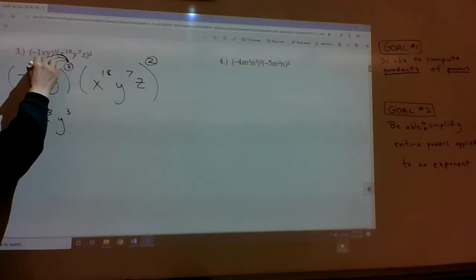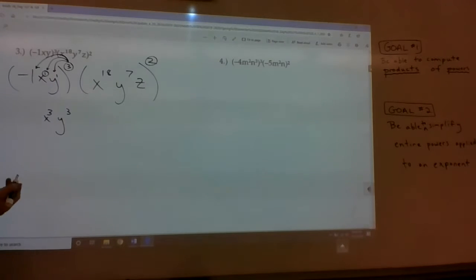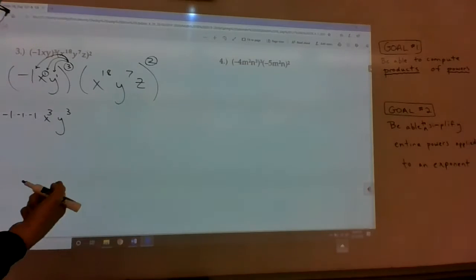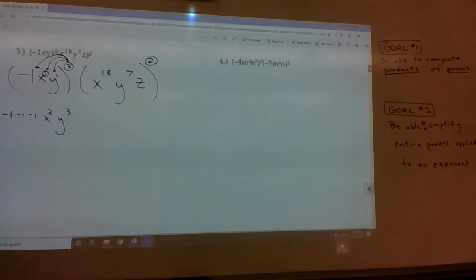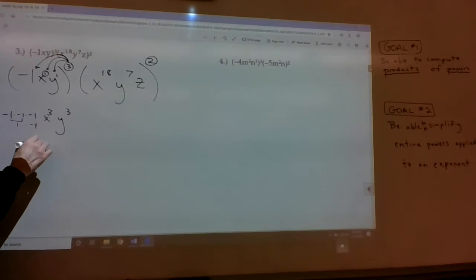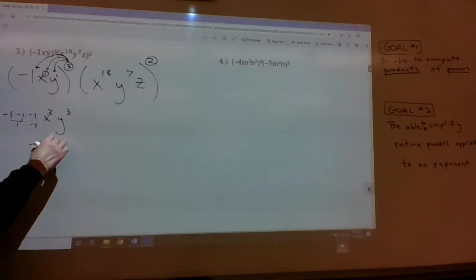And then it's -1 to the 3rd power. So that's literally -1 times -1 times -1. And that might be a good idea for you guys just to write it out as such, as -1 times -1 times -1. So this ends up being 1 times -1. It's -1 x cubed y cubed.